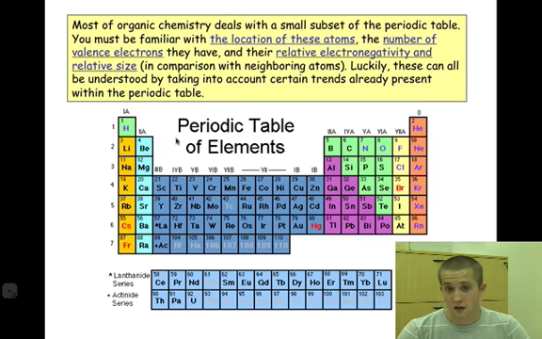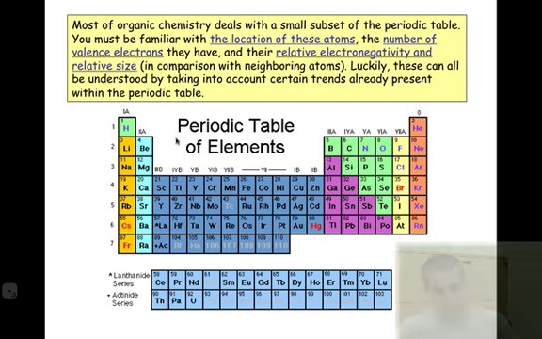In order to begin to understand organic chemistry, we must first gain an understanding of the periodic table. While I do not expect anyone to memorize the locations of each of the elements of the periodic table, there are certain elements that are more important than others when talking about organic chemistry, as well as certain trends that exist between these elements that you will have to become very familiar with.